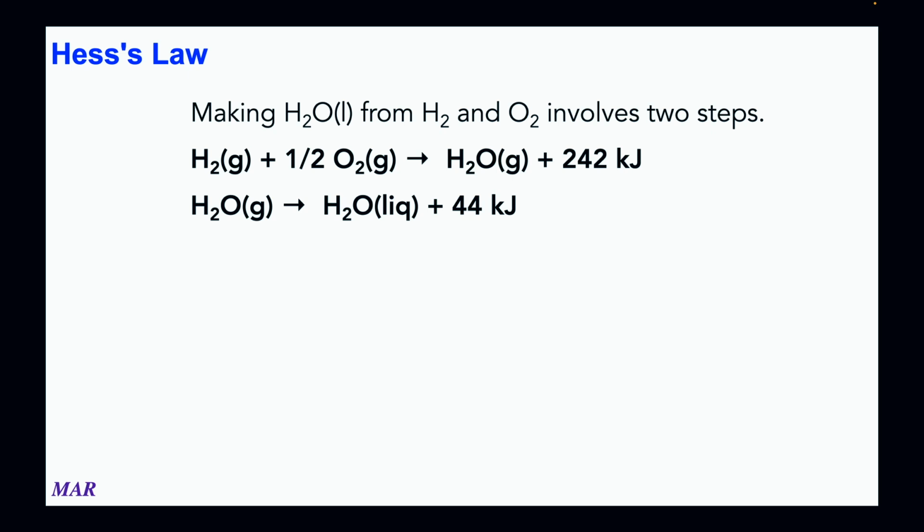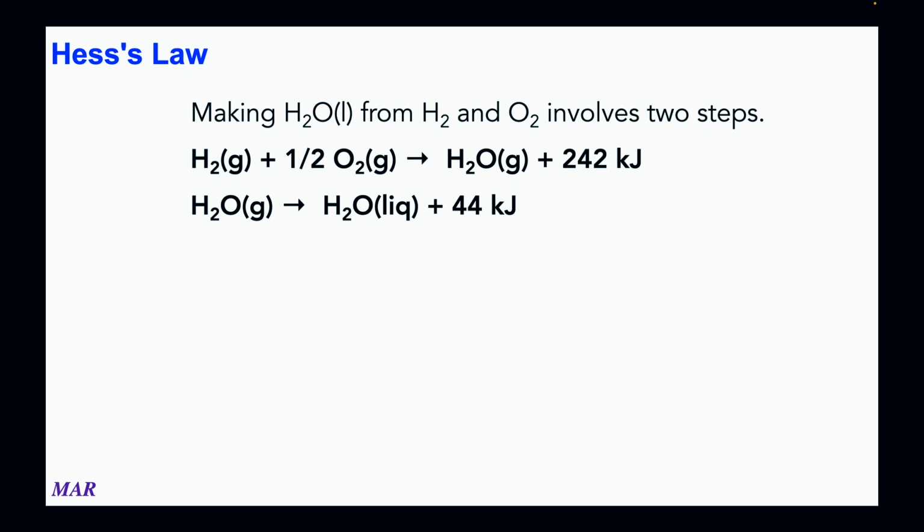But let's say we didn't want to stop with gaseous water. We wanted to go all the way to liquid water. Well, a separate reaction, which has been studied, is gaseous water going to liquid water. That's also exothermic, but it's minus 44 kilojoules. And we would write that minus 44 kilojoules as positive 44 on the product side to show what's happening.